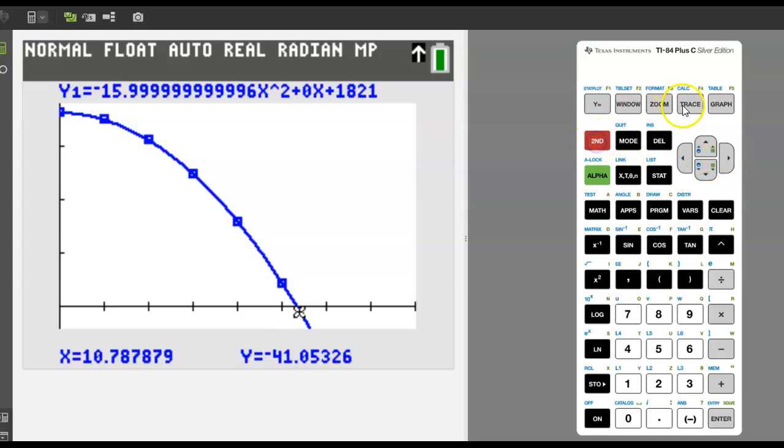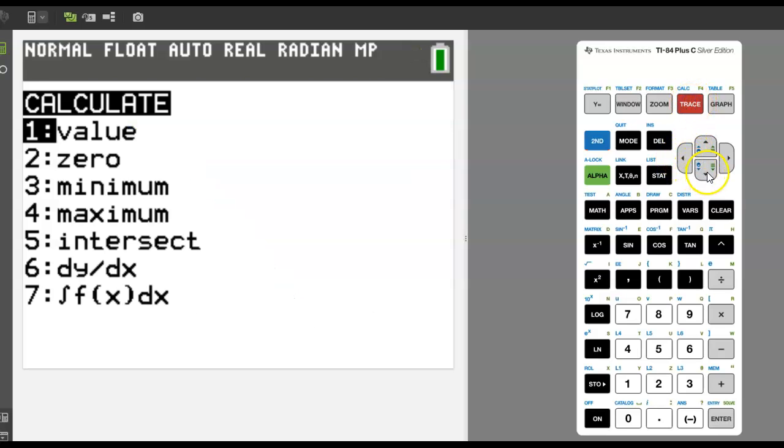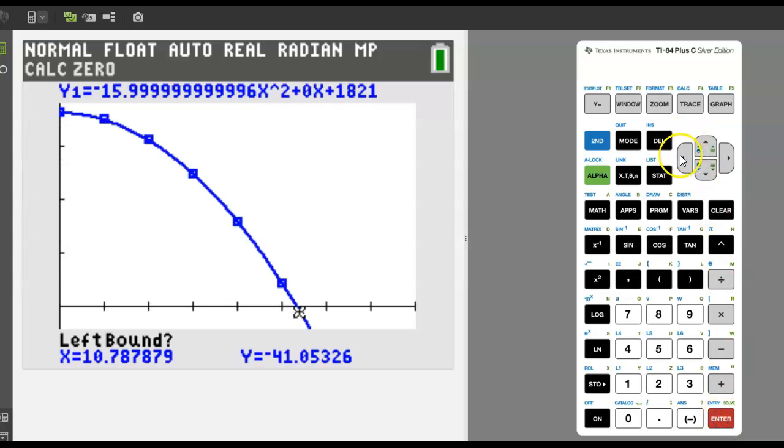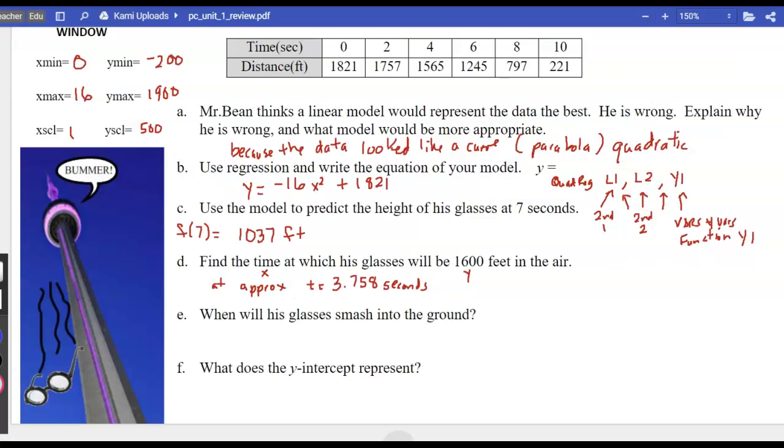But just to reuse what we were learning about earlier, I could go to second calc. This time I really want to use the zero on this problem. It says go to the left of the zero, go to the right of the zero, and hit enter. And there it gives me 10.668. We would have gotten that with approximating. That's fine. So 10.668 seconds. The height would be 0.